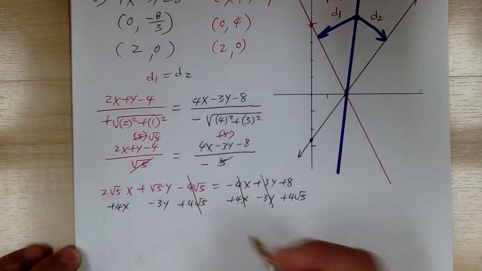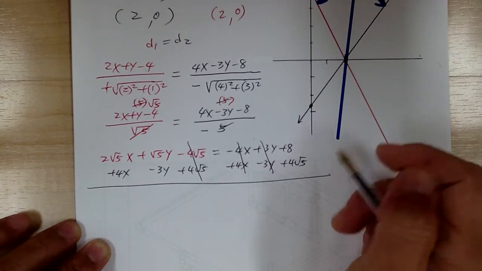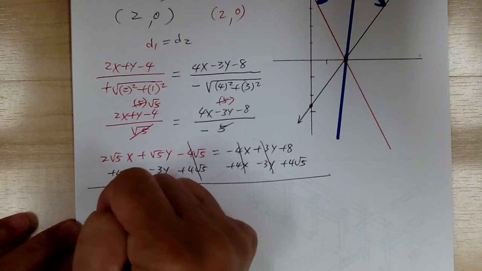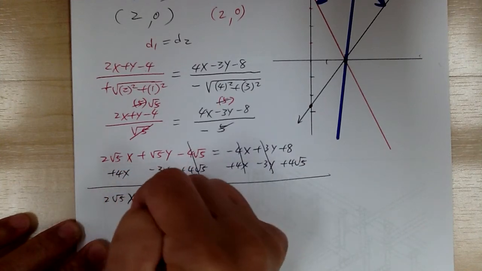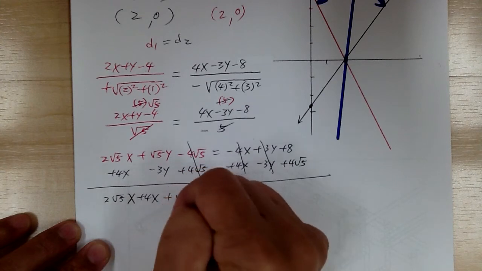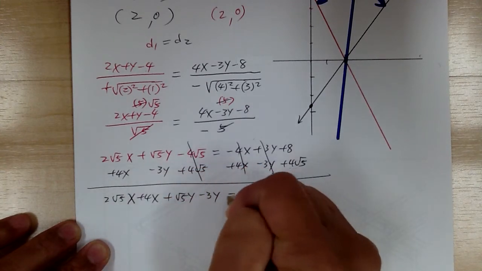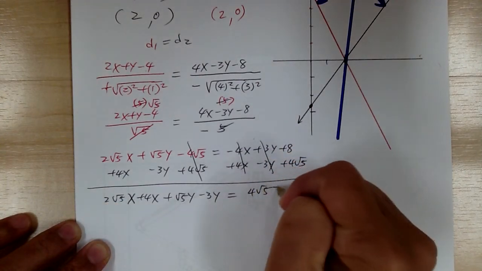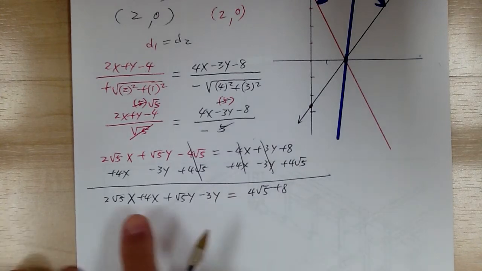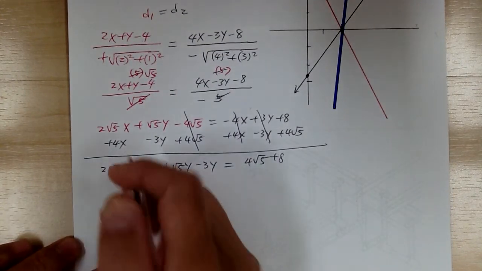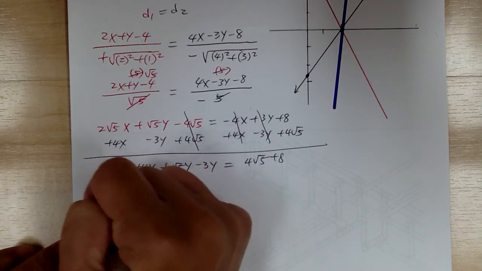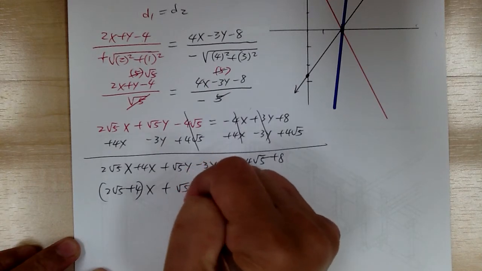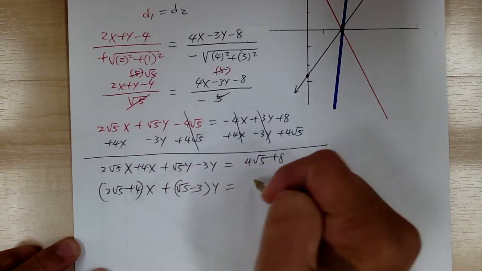Then the next thing is I'm going to write this with the square root in the front, so I get 2 square root of 5 x plus 4x plus square root of 5 y minus 3y. So since I have a square root of 5 in the front, I'm going to put the square root of 5 in the front. Okay, you want to be consistent. Then after that, I'm going to factor out the x and put it in the back. So factor out the x, put it in the back. Same thing over here, factor out the y and put it in the back.